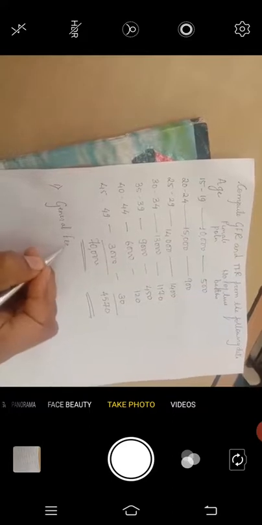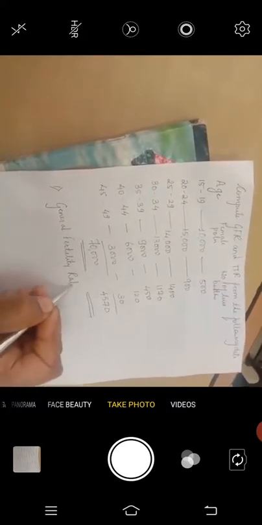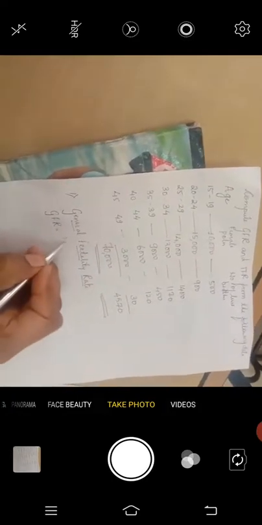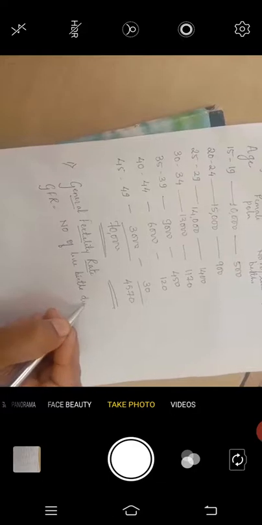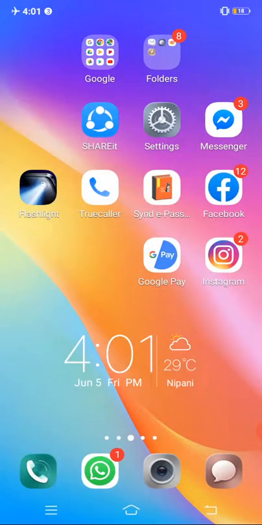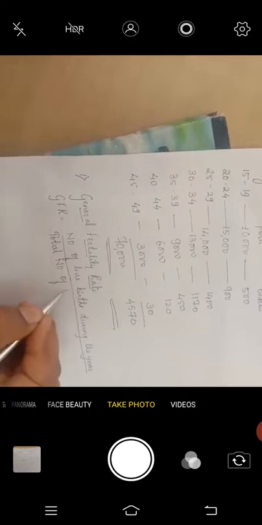So first they told you to find the general fertility rate. Write the formula for general fertility rate: number of live births during the year divided by total number of women of childbearing age in the year into 1000. So for every formula you have to multiply.